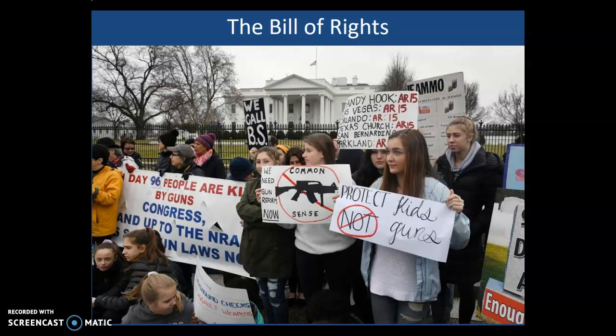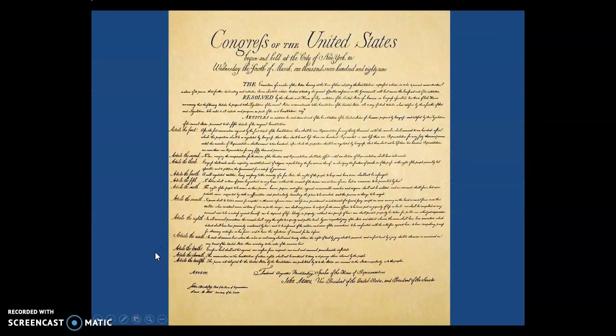There are many countries in the world where this kind of activity would certainly get you arrested and thrown in jail. So fortunately, that's not the case in our country. Whether or not you agree with their protest, let's all agree that they have the right to make their voice heard. So let's continue on then. Here's the original Bill of Rights as it was written and published initially. James Madison is the primary author of the Bill of Rights.